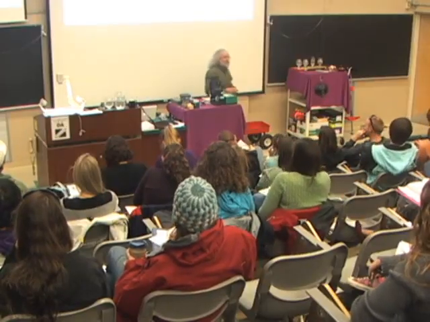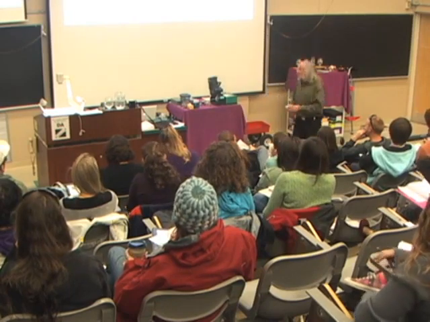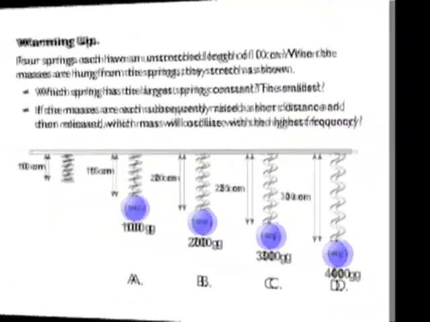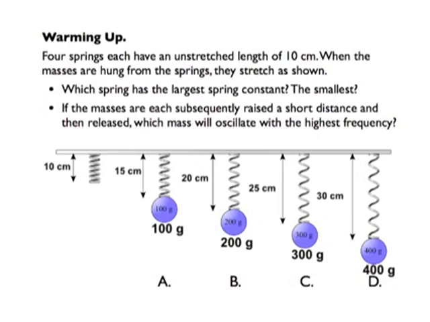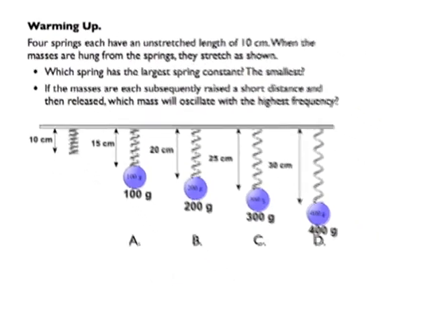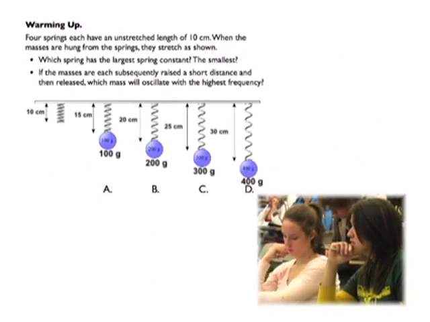Okay, given that, think about that. The springs are identical, but the masses are different. So given that, what can we say about the second piece? If the masses are subsequently raised a short distance and then released, which mass will oscillate with the highest frequency? Talk to your neighbors about that. I'll call a name out of the box to speak to that one.